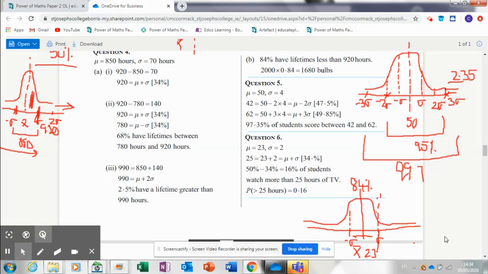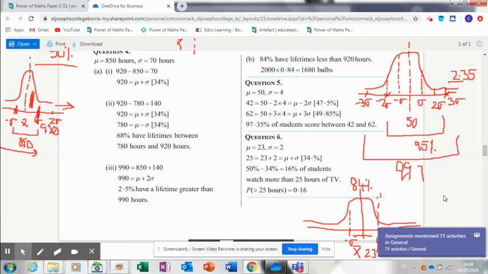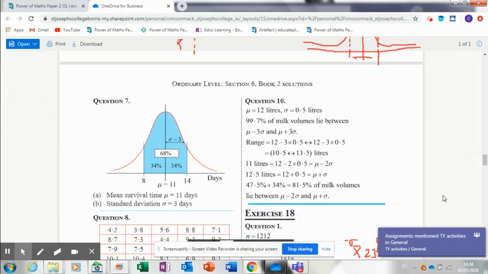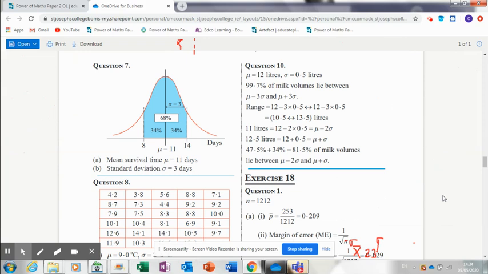Okay, number 7. Right, let's look at question 7. On a normal distribution curve, 68% of the survival times of mice distributed symmetrically about the mean were between 8 and 14 days after being infected by a bacterium. Right, so 68%, you're told, lasted between 8 and 14 days.